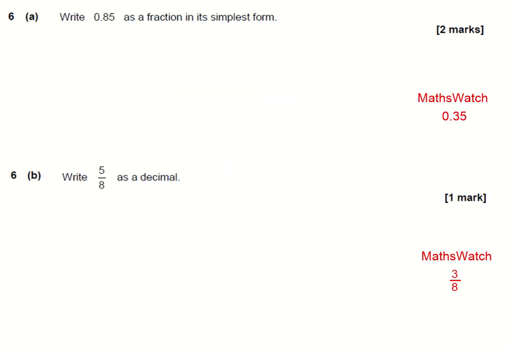Question 6. Write 0.85 as a fraction in its simplest form. Well, think about place value. We have tens, units, a decimal point. Then when we have decimals, the first decimal place is tenths, the second decimal place is hundredths, and so on. Thousandths would be next. 0.85 would go there, so that's 8 tenths and 5 hundredths, or you can convert that into 85 hundredths, because that 5 is in the hundredths column, so it's 85 hundredths.